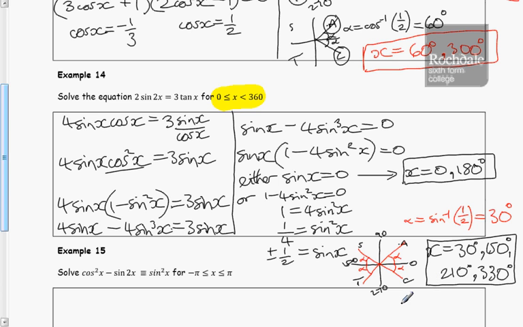And hopefully you should have a little bit of time in the exam to check these at the end by putting them back into the original equation and seeing if they give you an equation that is true.